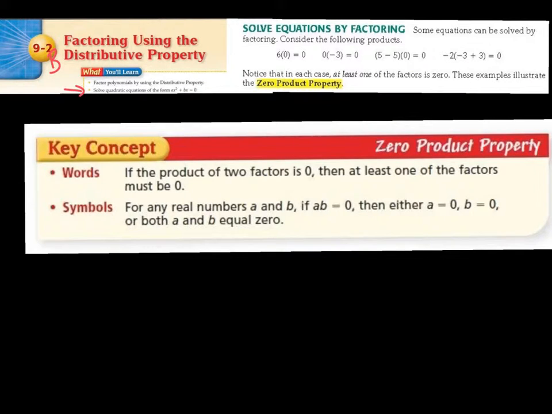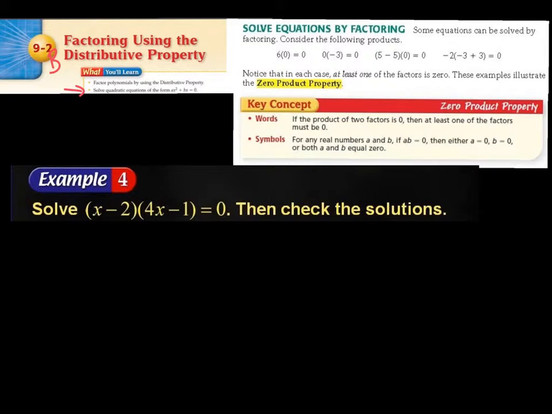The zero product property says that if the product of two factors is 0, then at least one of the factors must be 0. For any real numbers a and b, if a times b equals 0, then either a equals 0, b equals 0, or both a and b equal 0. So if we have x minus 2 times 4x minus 1 equals 0, either x minus 2 equals 0 or 4x minus 1 must equal 0.